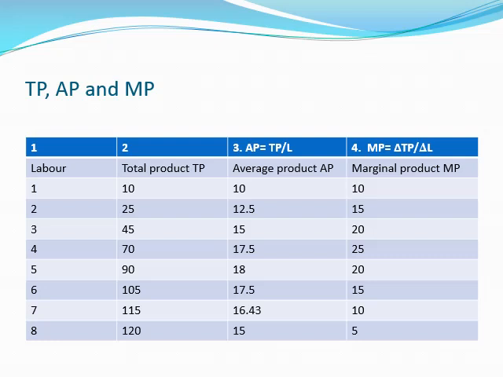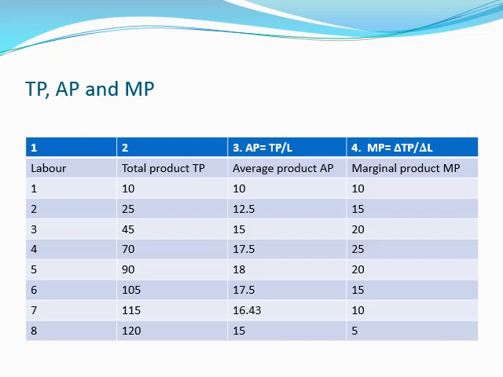Total product is 115, and the average product equals 16.43, and the marginal product is the difference between 115 and 105, which is 10. The last one is 120, average product 15, and marginal product is the difference between 120 and 115, which is 5.